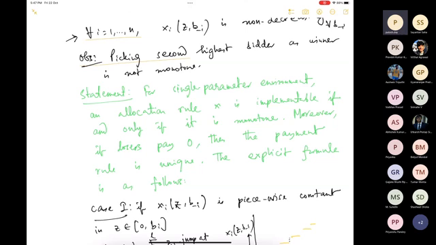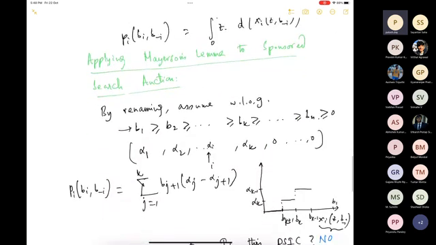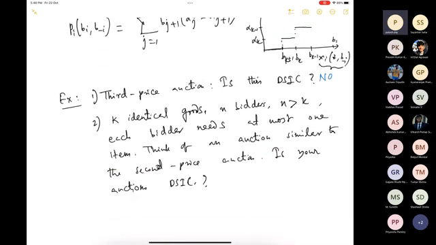So what does Meyerson's lemma say? It says that in a single parameter environment, monotone allocation rules are the only allocation rules which are implementable, and the payment rule is unique. Now look at the third price auction. We have seen that for the allocation rule which gives the item to the highest bidder, the second price auction is dominant strategy incentive compatible. Bidding true values, bidding their valuations, is a dominant strategy.